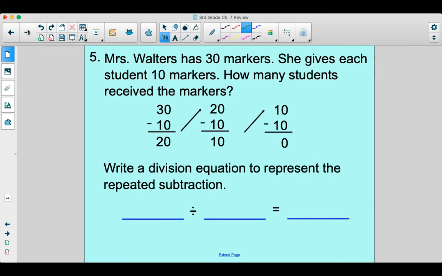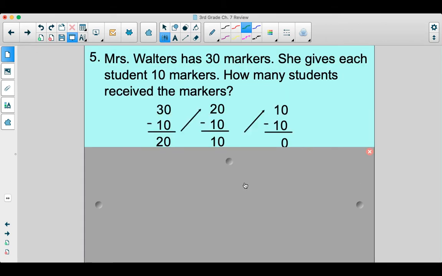Number 5, Mrs. Walters has 30 markers. She gives each student 10 markers. How many students received the markers? All right, so again, I think this is a lot for the eyes. So let's make sure we understand the story first, and then we'll go in and look at exactly what's happening. So Mrs. Walters has 30 markers. She gives each student 10 markers. All right, so imagine this. You get 10 markers, and you get 10 markers, and you get 10 markers. So then how many students receive the markers?